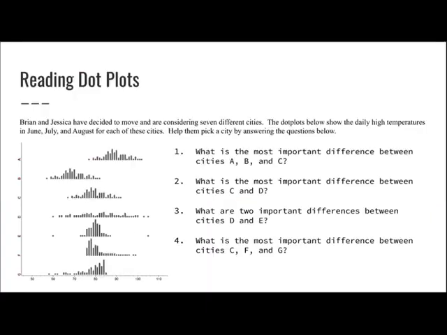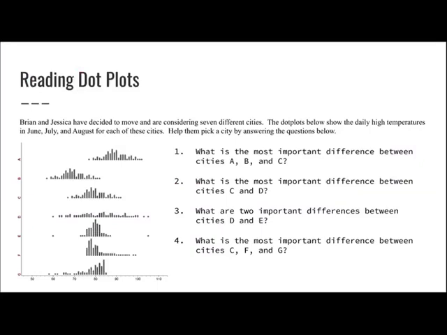So first, we're going to start by reading dot plots. Brian and Jessica have decided to move and are considering 7 different cities. The dot plots below show the daily high temperatures in June, July, and August for these cities. Help them pick a city by answering the questions below.